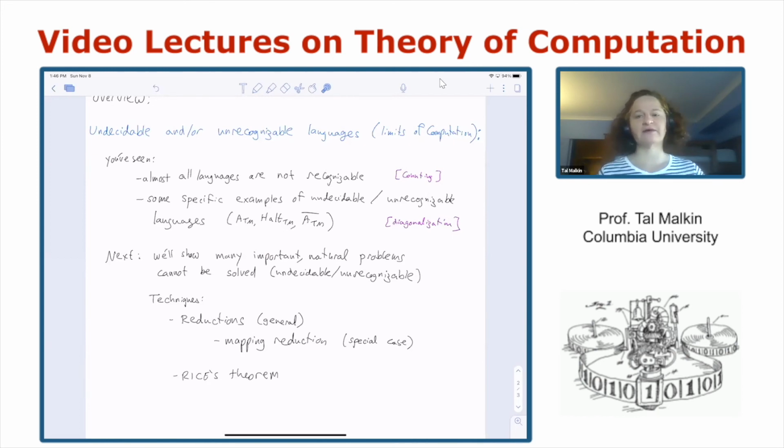We will give several examples and general techniques. Main techniques we will cover will be reductions in general and the specific case of mapping reduction, which allows you to prove that some languages are not recognizable. And we'll talk about Rice's theorem, which is a very general theorem, which in some sense says that anything interesting about what a program computes, in fact, cannot be decided.